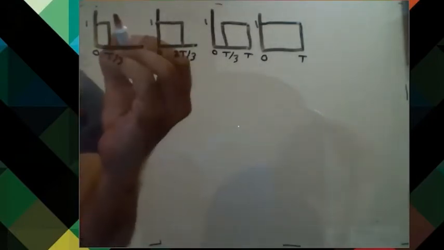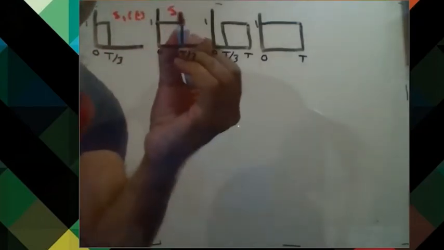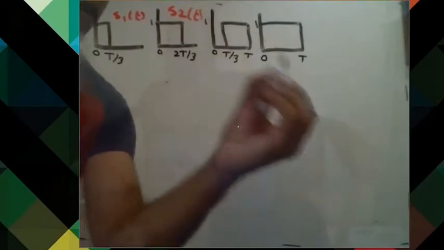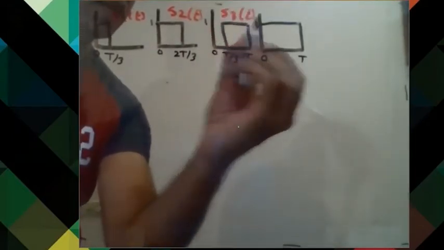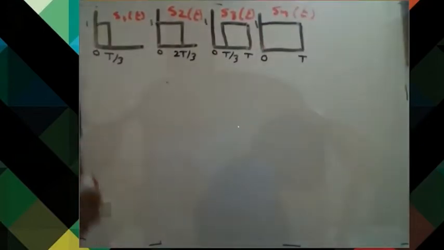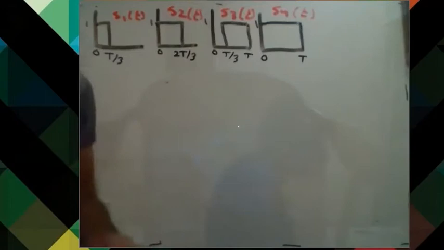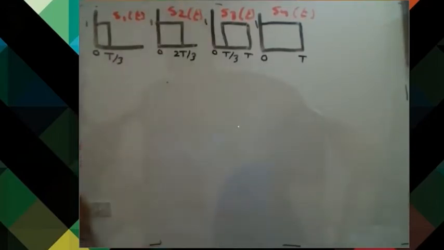This signal is called S1(t), this signal is called S2(t), and as per the slide, this signal is called S3(t), and this is S4(t). So we have 4 such signals for communication. We are transmitting these 4 digital signals from transmitter to receiver.